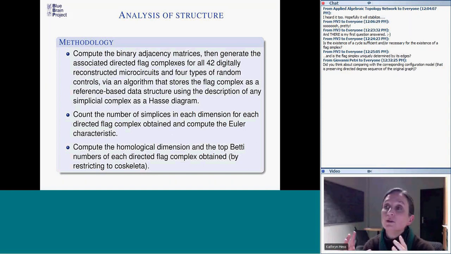And so the complexes are enormous, as I'll show you in just a moment. So we can't actually compute the topology all the way through, but we can calculate the homology in the top degrees by restricting to a co-skeleton.